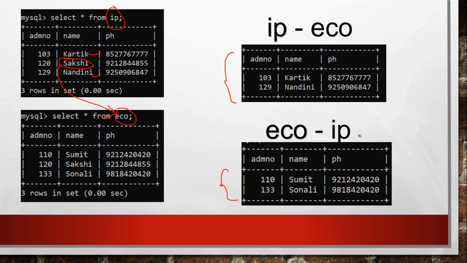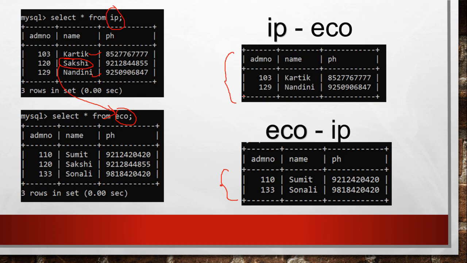So echo minus IP means the records of IP students are removed from the echo table, and then the remaining records will be shown. IP minus echo means the records of echo students are removed from the IP table, and then the remaining student result is shown to the user. So this is basically the minus operation of relational algebra, right?